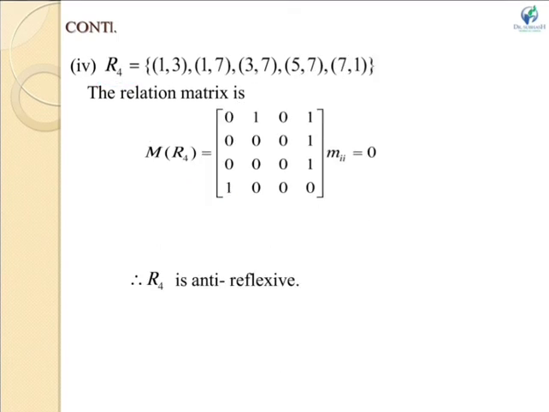Next is R4. This is our set R4. We have constructed the relation matrix over here, and here you can easily see that all the diagonal entries are 0. All the entries of the diagonal are 0, that is Mii equal to 0. So according to the condition, we can say that R4 is anti-reflexive or irreflexive.